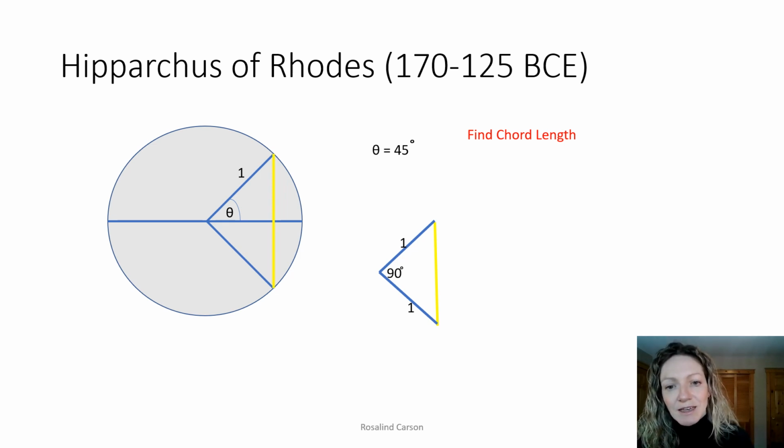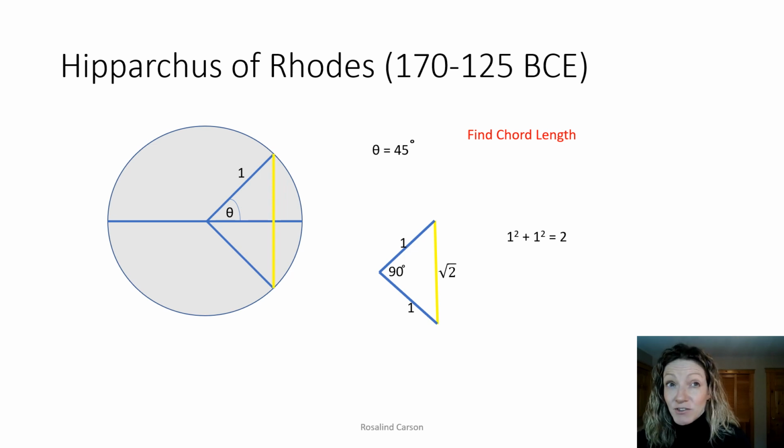We know two legs of that blue triangle are 1 because they're both radiuses of the circle. It's a right angle triangle. We could use Pythagorean theorem to find the whole chord. It's root 2. Cool. All right, so this is the first beautiful point of using whole chord lengths.